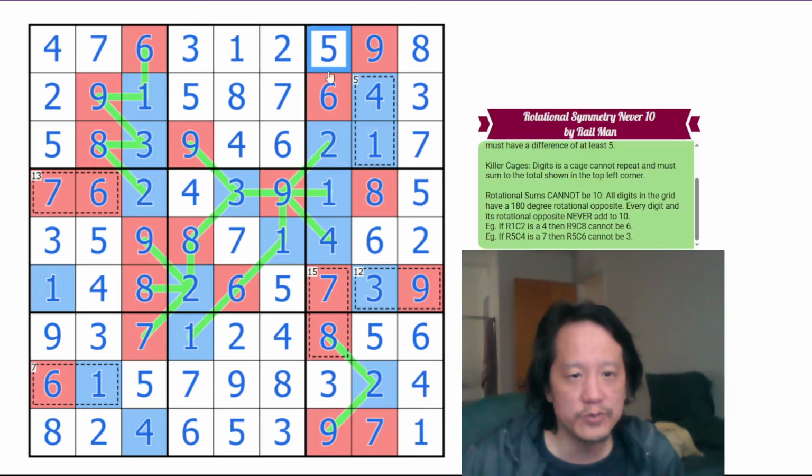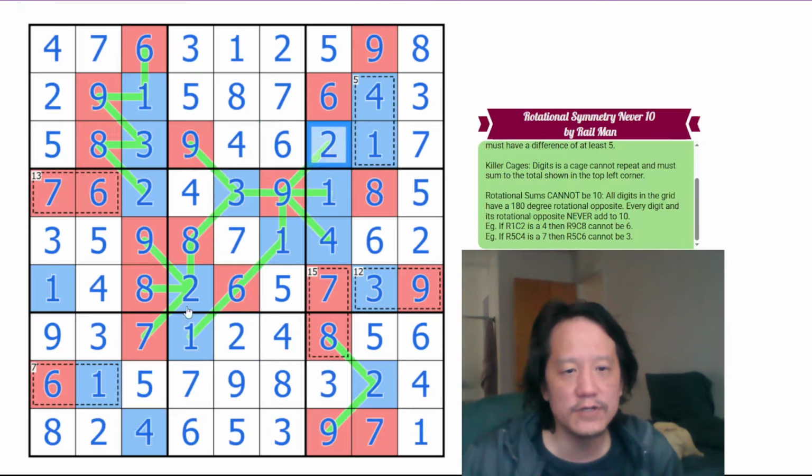2, 6 don't add up to 10. 5, 4 don't add up to 10. 9, 2 is 11. 8, 8 is 16. 3, 6 is 9. 4, 1 is 5. 6, 5 is 11. 7, 7 is 14. 8, 9 is 17. 5, 8 is 13. 1, 3 is 4. 9, 2 is 11. 2, 4 is 6. 5, 6 is 11. 8, 5 is 13. 3, 8 is 11.